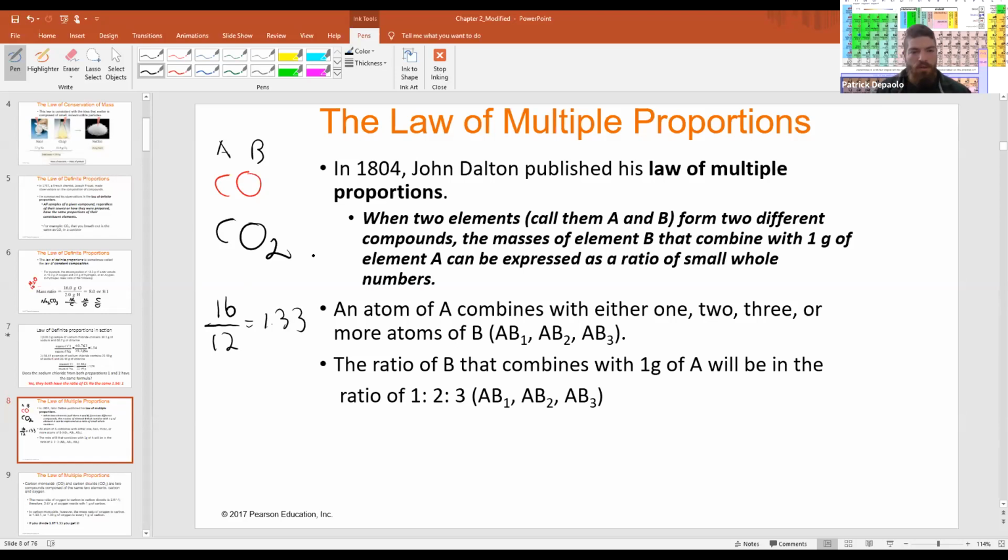Now, if we do the same ratio for CO2, there are 2 oxygens, so we'll have 32 grams over carbon, which is 12. This is double that: 16 over 12, 32 over 12. So it'd be 2.67. That's saying we basically just did the law of definite proportions for each of these compounds. For CO, it's 16 to 12, oxygen to carbon. For CO2, it's 32 to 12, oxygen to carbon.